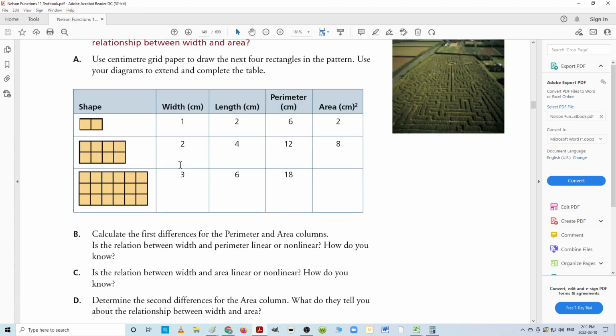Now, they want you to see how these things are increasing. So it's clear that I'm adding 6 here. They're just doing length and then perimeter. But the area here is 2, 6, and then it's clear that this area is 18. So it's going up.